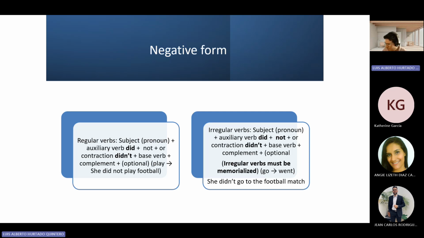The auxiliary verb did, and the particle not or the contraction didn't, and the base verb. So the only change is the condition that you have to memorize the irregular verbs. Okay, but here you would need the past form of this verb.